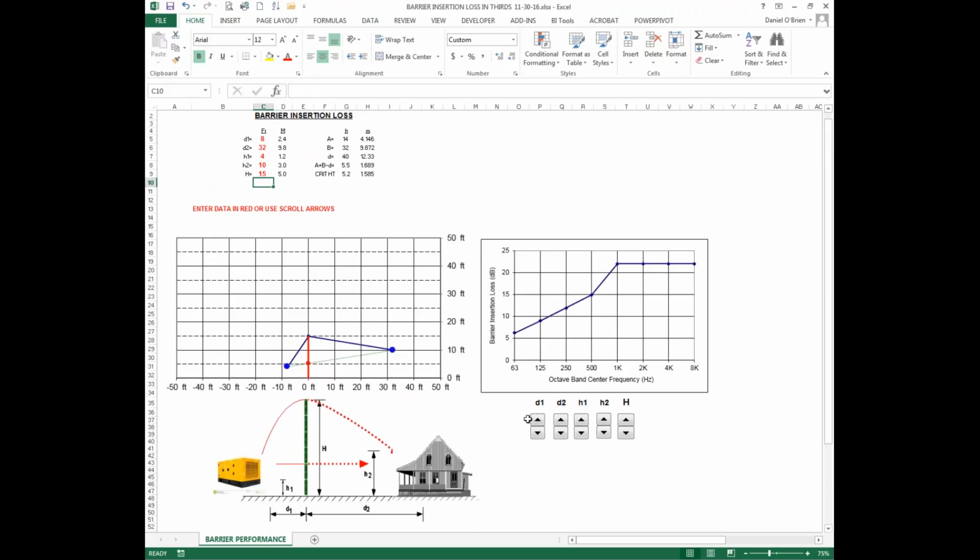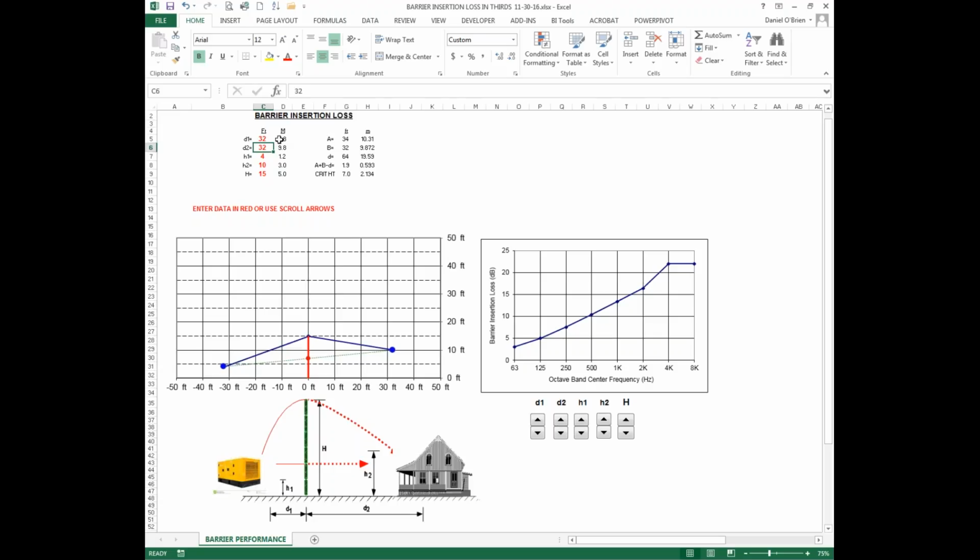let's say that we move the source so that it's further away from the barrier. Instead of it being 8 feet, it's 32. You'll see that that path now, that angle across the top of the barrier, is decreased, and you'll see that the barrier performance in the low frequencies and the mid frequencies is also decreased.